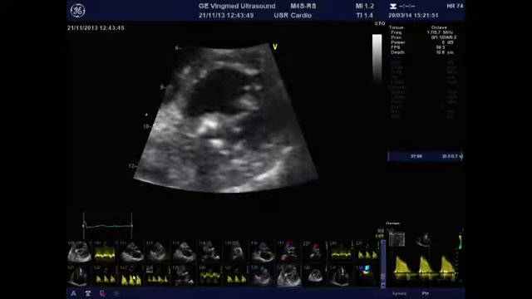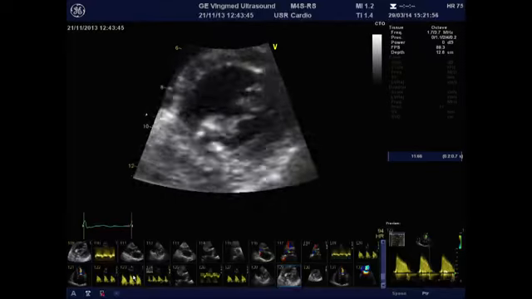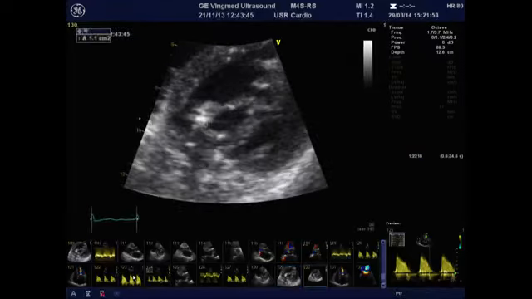First by zooming, trying to obtain the best measurement at the tips of the leaflets. And in this case, we obtain 1.1 square centimeters, which is consistent with a moderate to severe mitral stenosis.